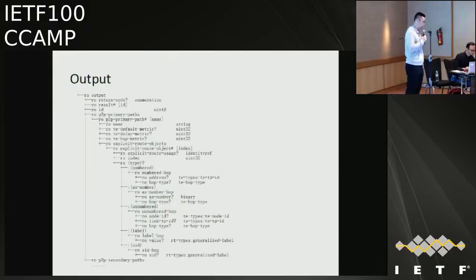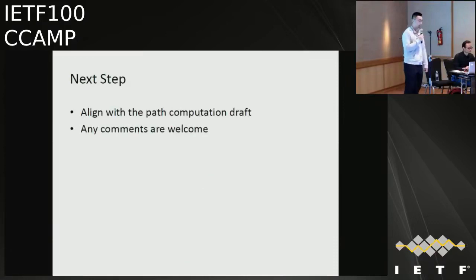And next, for the output part, it's also represented by the explicit route objects for all the primary paths and the secondary paths. And we will align with the path computation graph. And any comments are welcome.